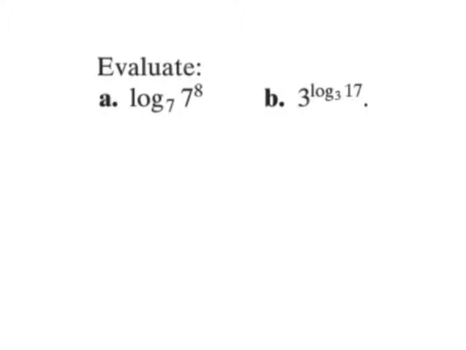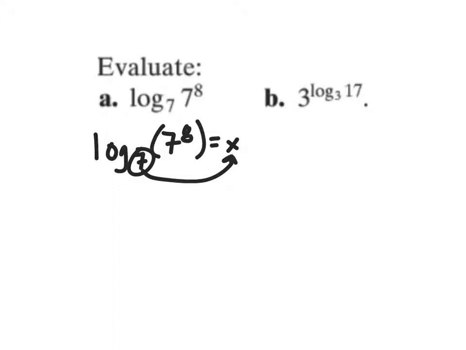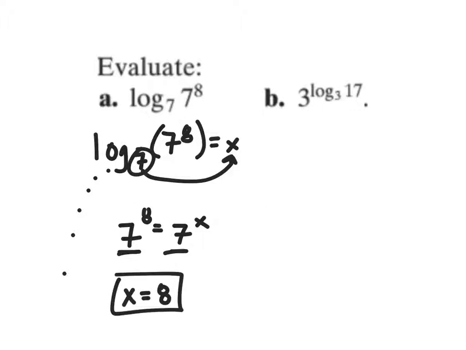Now these may look a little confusing, but what I have here is, let's set this equal to x. So let's do log base 7 of 7 to the 8 power is equal to x. So take 7, make that my base, x is my exponent, my log drops off, so I get 7 to the 8 power is equal to 7 to the x. So remember, if your bases are the same, then you just set your exponents equal to each other, and so x is equal to 8, and that's what we're looking for.